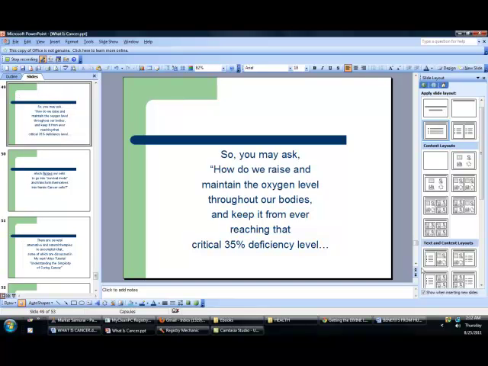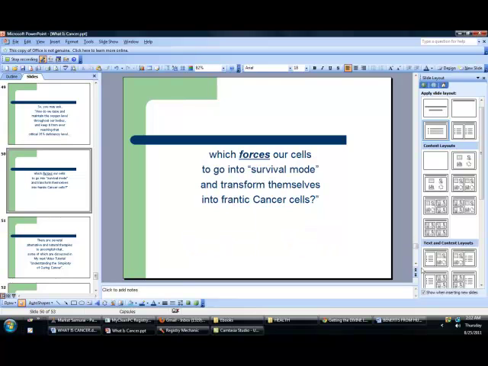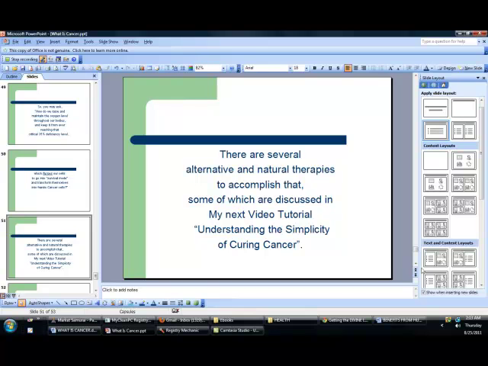So, you may ask, how do we raise and maintain the oxygen level throughout our bodies and keep it from ever reaching that critical 35% deficiency level, which forces our cells to go into survival mode and transform themselves into frantic cancer cells? There are several alternative and natural therapies to accomplish that, some of which are discussed in my next video tutorial entitled Understanding the Simplicity of Curing Cancer.